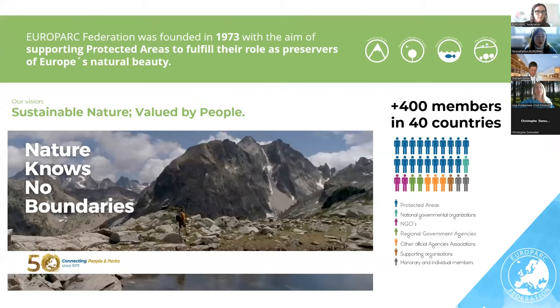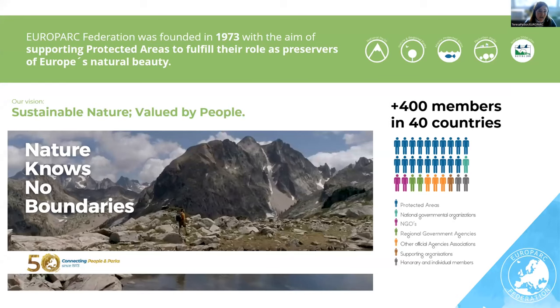For those who do not know Europark yet, I would like just to say a few words about who we are. The Europark Federation is the oldest, we celebrated already 50 years last year, and largest association of protected areas in Europe. We count currently with more than 400 members, mainly protected areas, but not only, issued from across 40 countries. We have always worked to support protected areas to preserve natural beauty in Europe. We know that nature has no boundaries and that this can be achieved better by working together. This is why we promote networking and collaboration with different sectors.